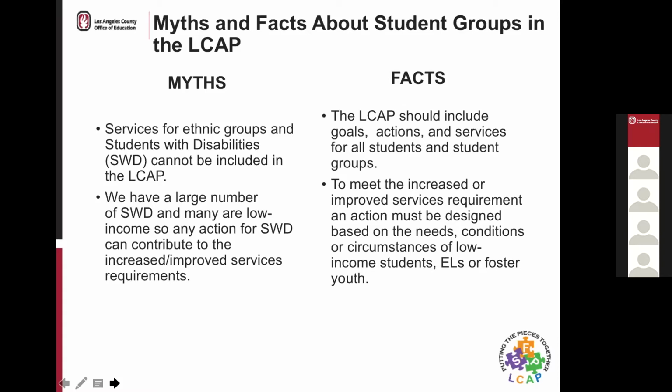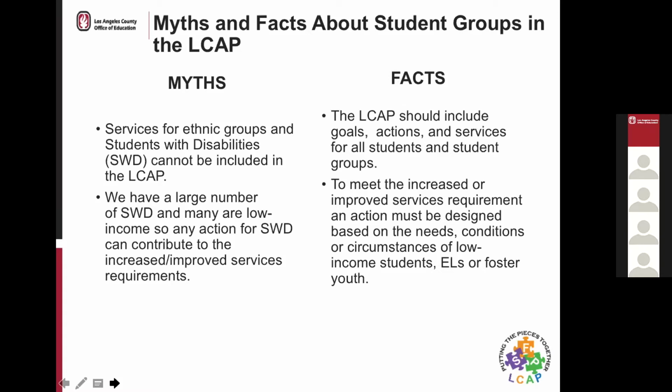Another thing we hear is we have a large number of, name the group, but maybe students with disabilities, and a lot of them are low income. So any action for those students can contribute to the increased or improved services requirement. Again, that is a myth. And to meet the increased or improved service requirement, we're reminded in the LCAP that the action needs to be designed based on the needs, the conditions, and circumstances of one of the three targeted groups, either low-income students, ELs, or foster youth.